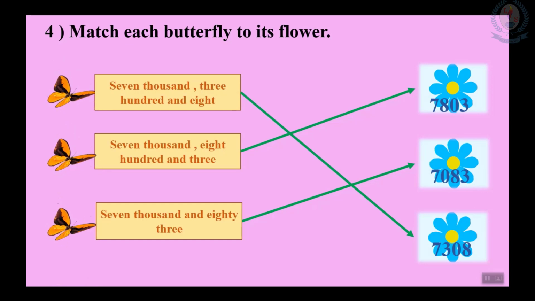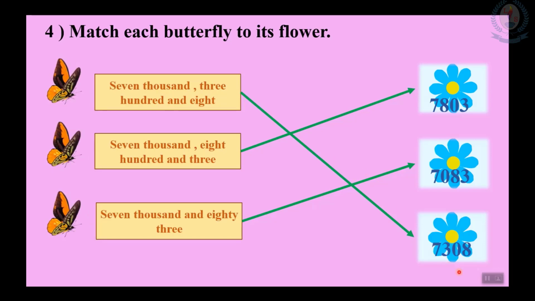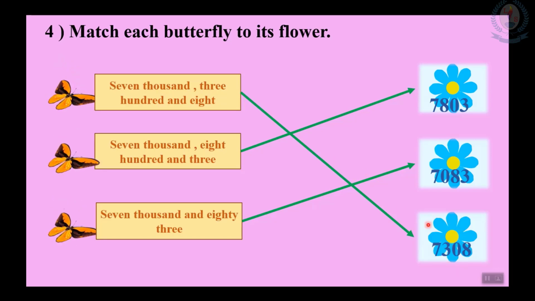Fourth example. Match each butterfly to its flower. Here 3 butterflies are there. 3 values are there. We have to match these values to the relevant flower with numerals. First one is 7308. Then 7308 means third flower. Then the correct answer for the first butterfly is the third flower.